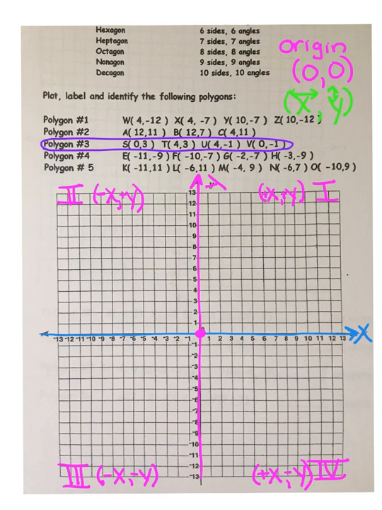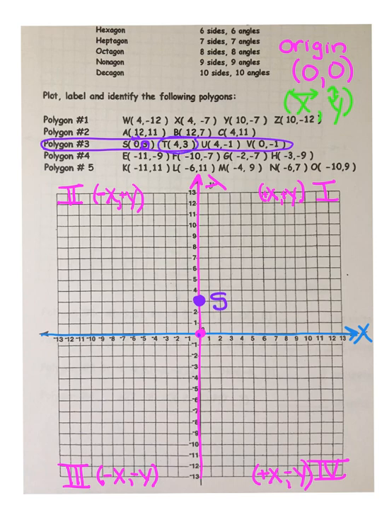If you look at point S, 0 is your x coordinate, telling you don't move left, don't move right, but your y coordinate is telling you to go up 3 units. So starting at the origin, we don't go left or right because that's a 0 value, but we do go up 3 and we label that S.